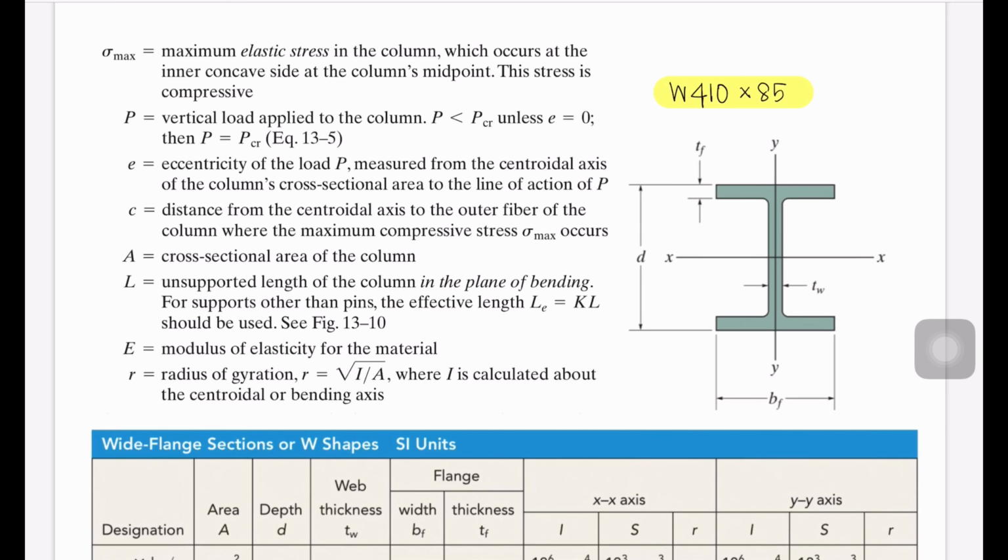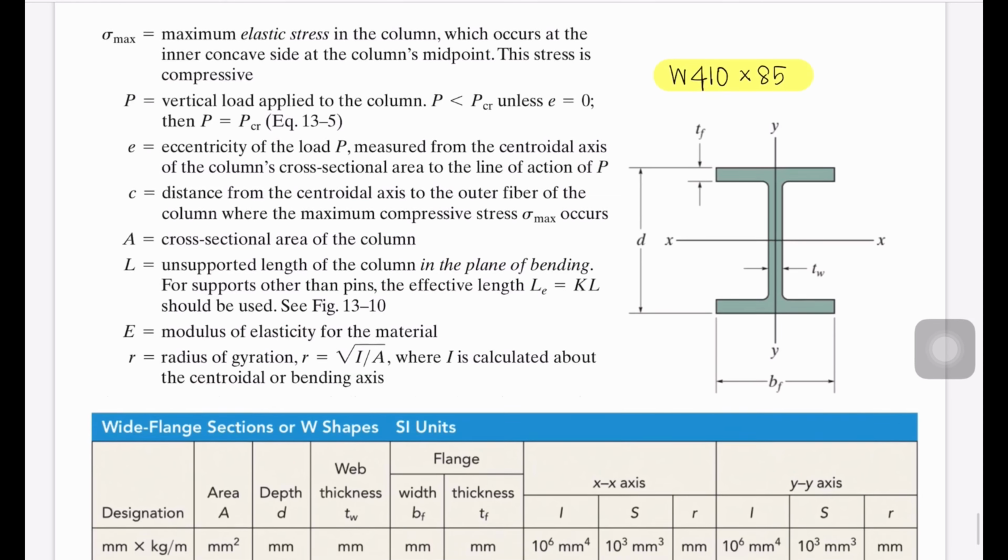For example 2 that I gave just now, you need to calculate by yourself what the area is, what C, R, and so on are. However, if the question asks you, the column that you use is based on this type of column, for example, this is W 410 times 85. So you have to refer to the table. The table will be given in your test, in your exam, if the question asks you.